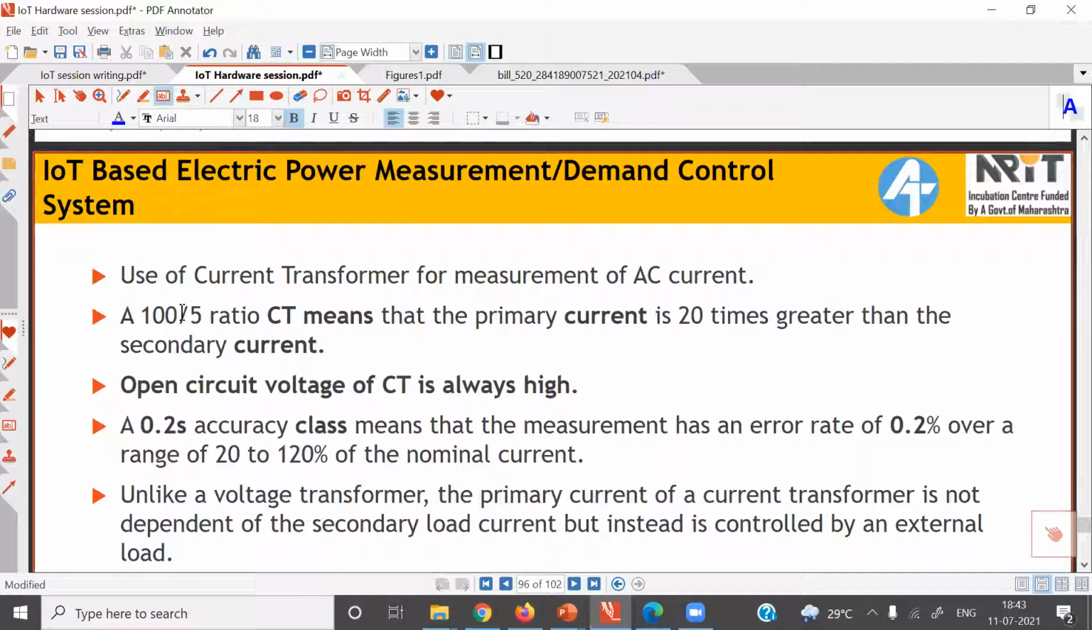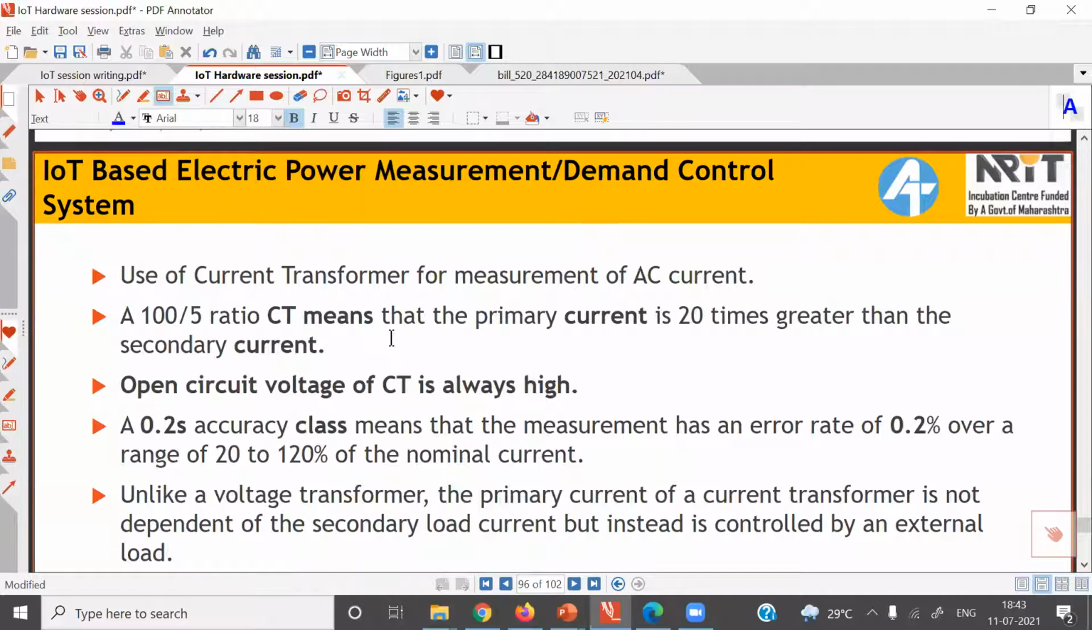When primary of the current transformer is carrying 100 ampere current, then secondary of the current transformer gives 5 ampere on the secondary side. So CTs are available like 100:5, 200:5, something like this. So in 100:5 ratio, it implies that primary current is 20 times greater than secondary current.